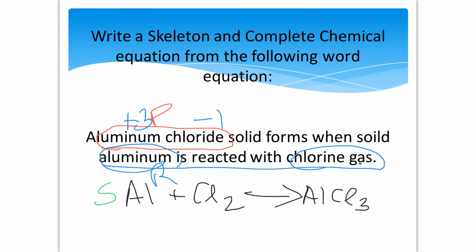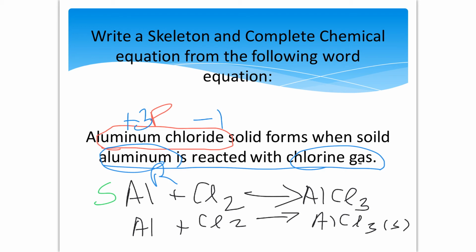Now we want the complete one. We'll have the complete one, so we're just going to put down here again. And then we're going to put the states of matter. So this is going to be a solid, this is a gas, and this is a solid. Sorry. And now we've got to balance it. So let's balance it, and we're going to use blue numbers.